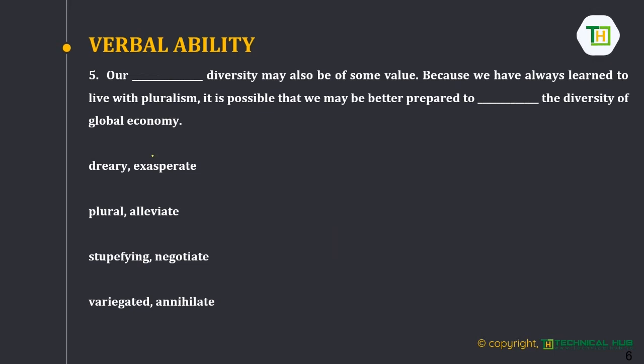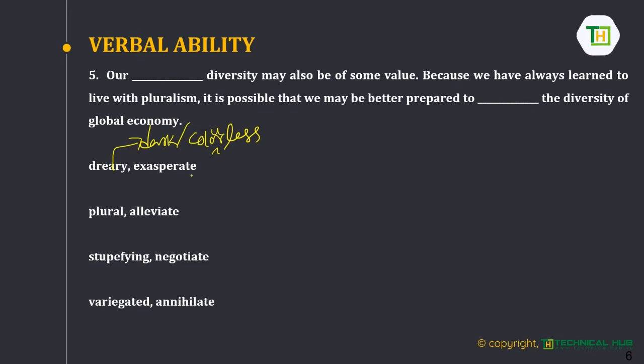So the first word is dreary. What is the meaning? I'll just tell you. Dreary means dark or colorless. Don't think that I wrote it wrong, but in American spelling that is right only. Colorless, or you can use it as cheerless. Cheerless means not happy, not laughing like that.